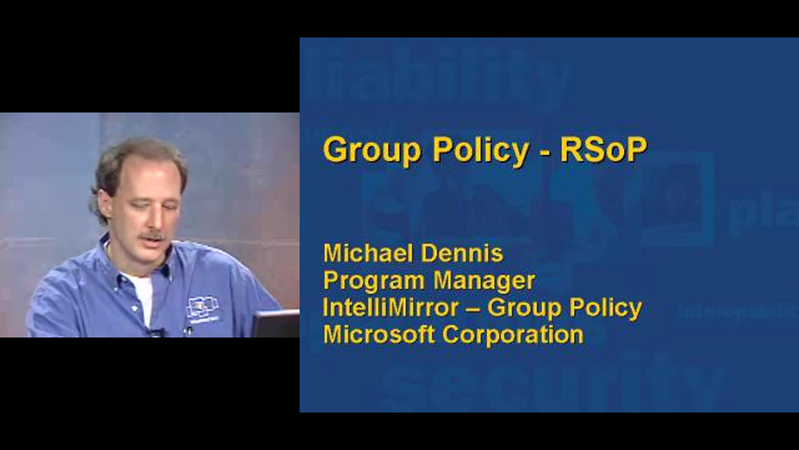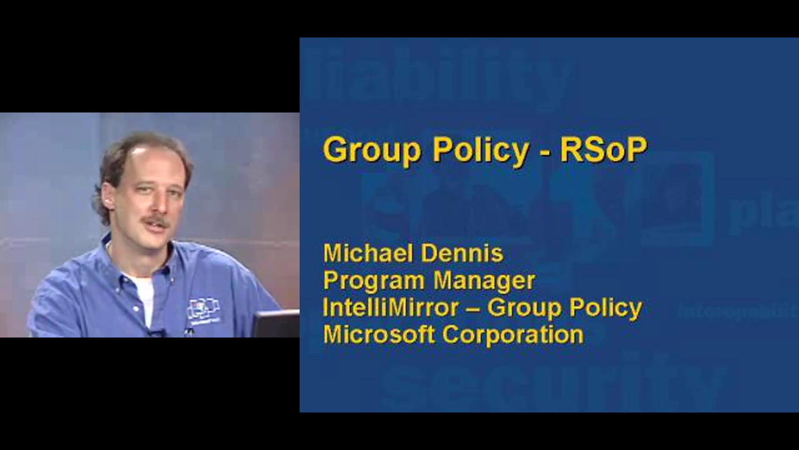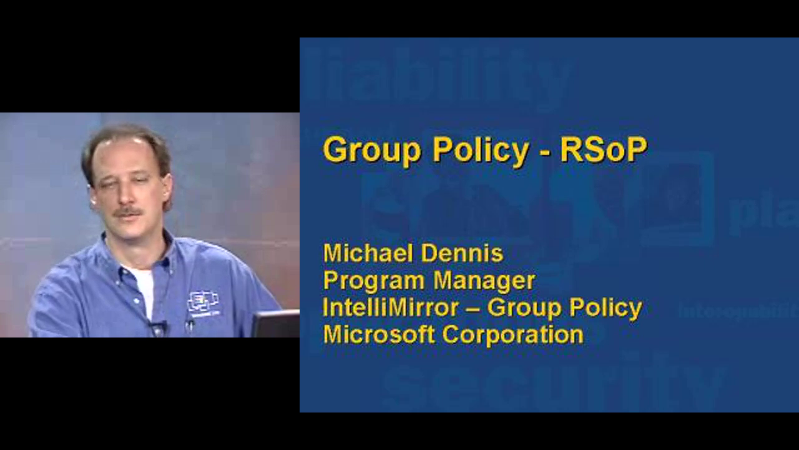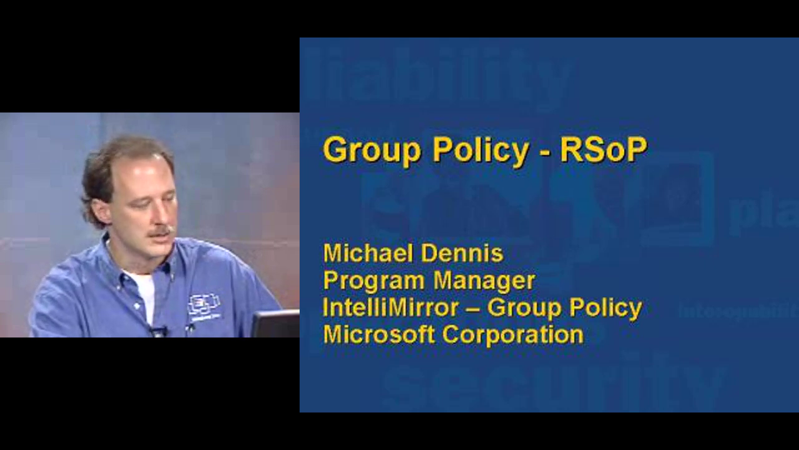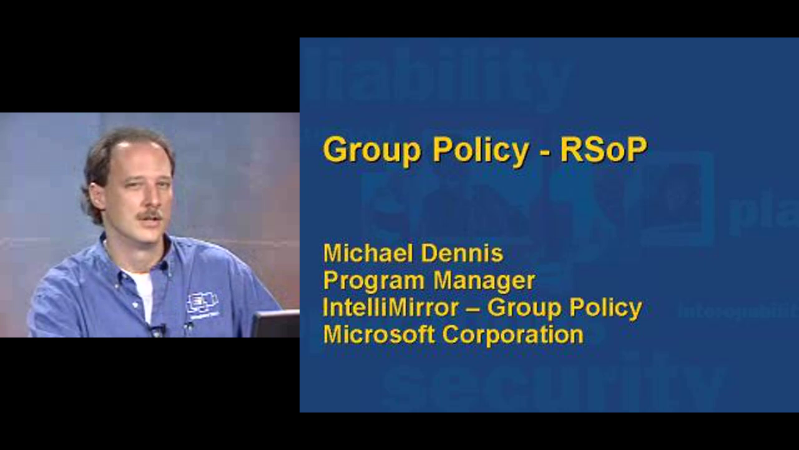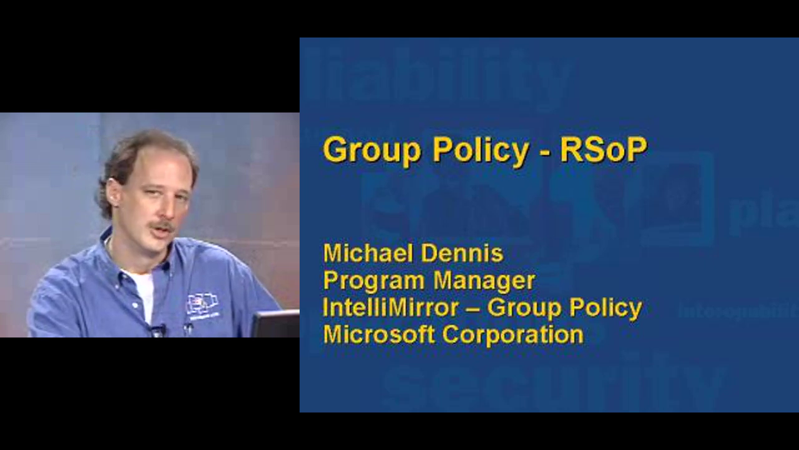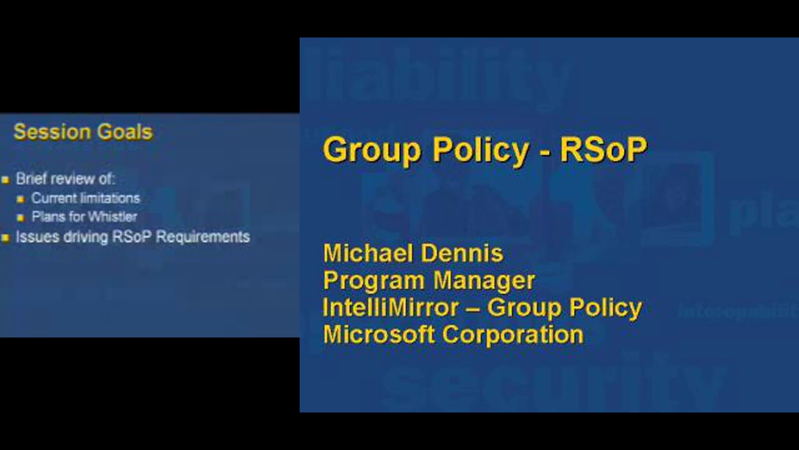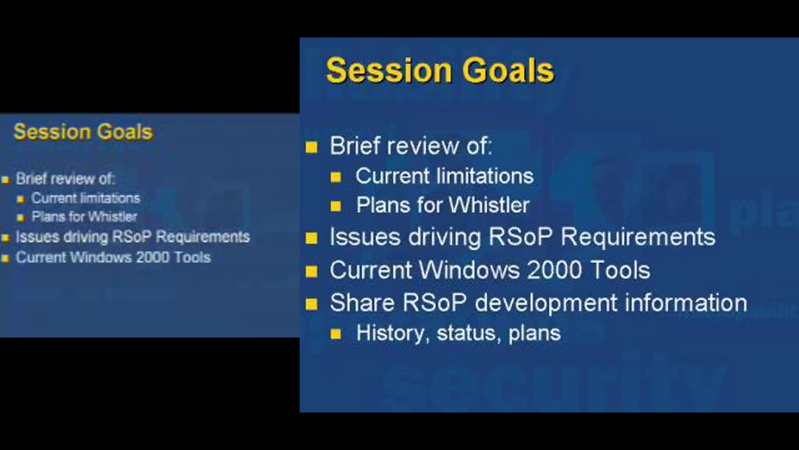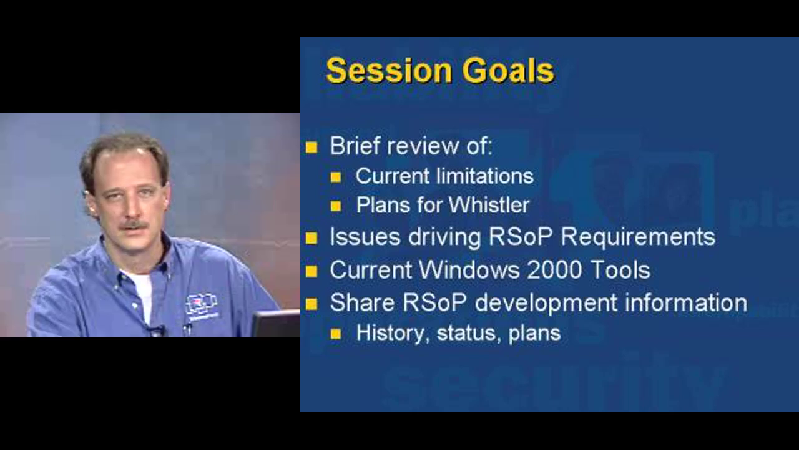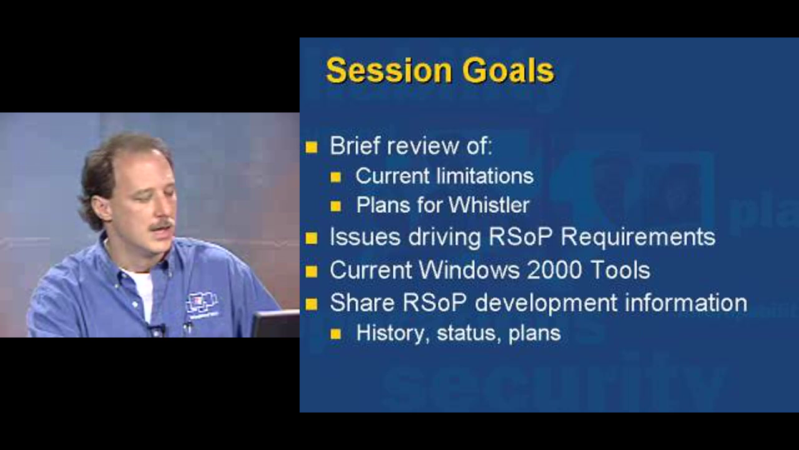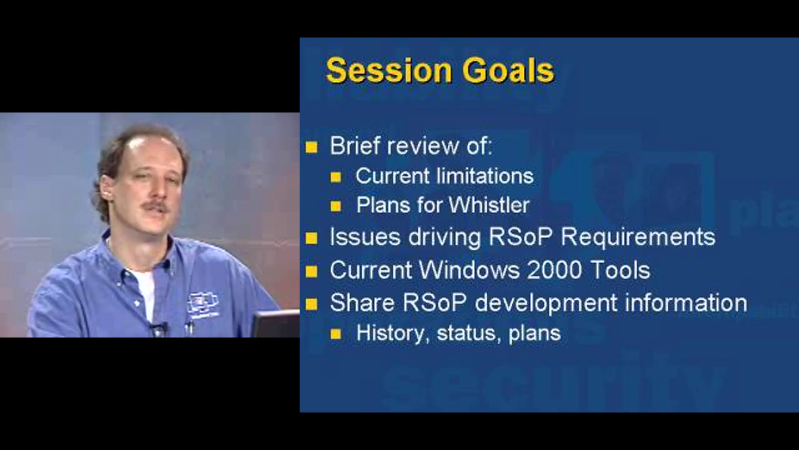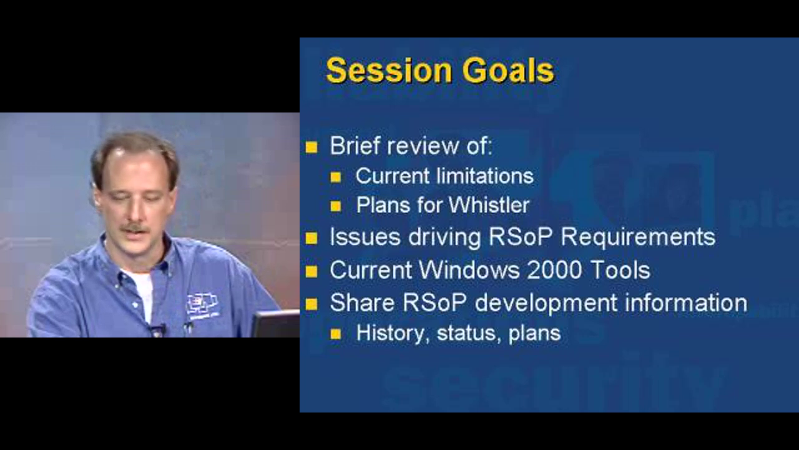A couple of things I want to make sure of is that you understand that I am assuming that you have a Windows 2000 knowledge about group policy as we talk about this new feature coming in Whistler. So I'm going to give a little bit of a review on the current limitations. I'm going to go over our plans for Whistler, the issues driving resultant set of policy requirements, what some of the tools are currently with Windows 2000 to help in this space. And then I'm going to share some of the development information, the history, the status, and the plans of what we're doing and how we're going to be delivering this feature.